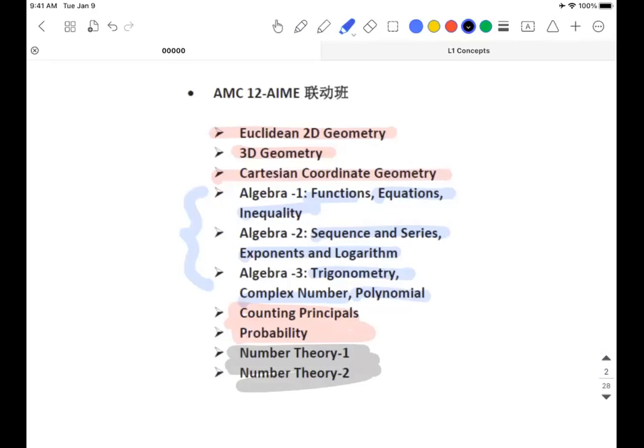So in our last 2 lectures, we're going to focus more on this number theory topic, trying to give you as many theorems, strategies, and tricks as possible. This is basically how I organize our 10 lectures.